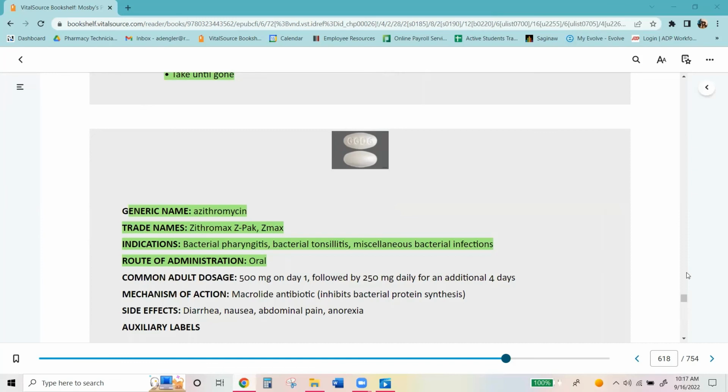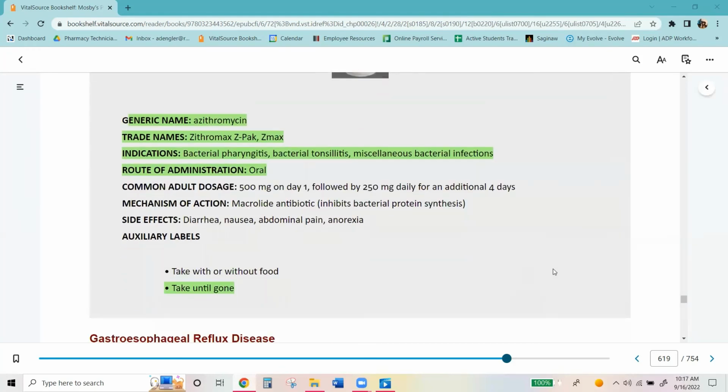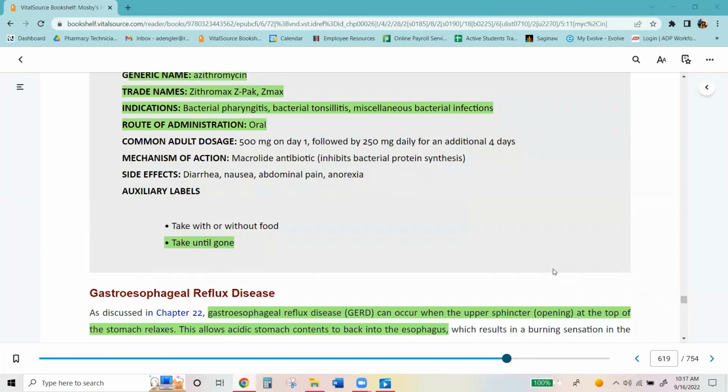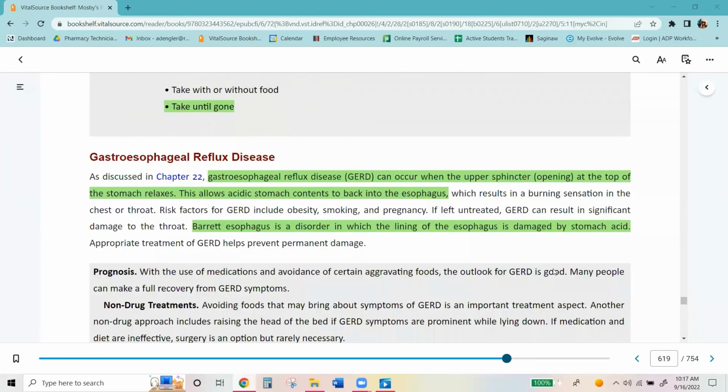We also have the medication Zithromax, which you might know from a Z-Pak. It is indicated for bacterial pharyngitis, bacterial tonsillitis, and also miscellaneous bacterial infections. That is another take until gone, as with all antibiotics.